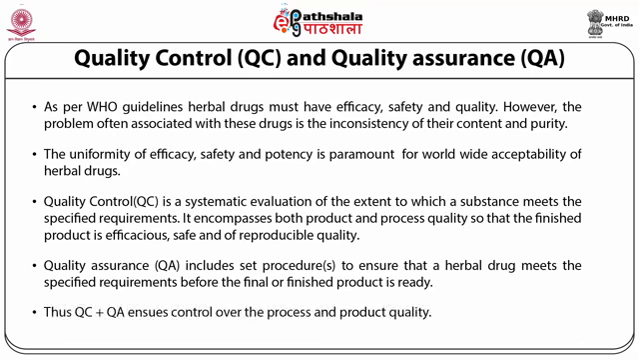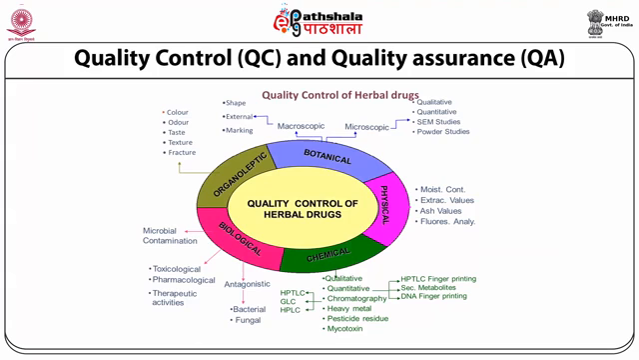Thus, we can say that quality control and quality assurance ensures control over product as well as process. This is a pictorial representation of quality control of herbal drugs. You see that several of those parameters, be it botanical, physical, chemical, biological, or organoleptic parameters, they are involved in the quality control of herbal drugs.